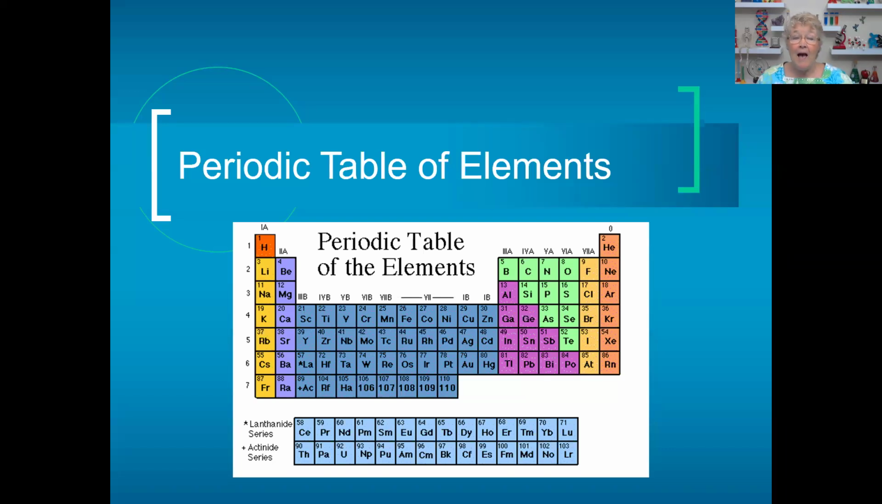So hopefully you have your periodic table with you, or you can open one in a new window. You will need one for class today in order to participate. So I'm going to move quickly through the review part, so stop me if you need more.